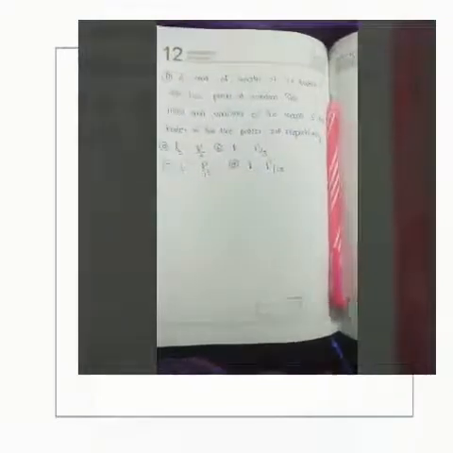Good evening everyone. Today I will discuss another problem in the ISS examination 2018 statistics paper 1 question number 11. Consider the problem. A rod of length L is broken into two pieces at random.